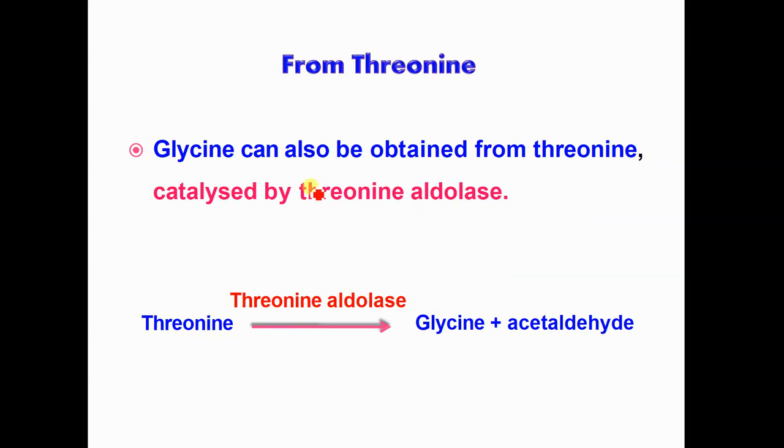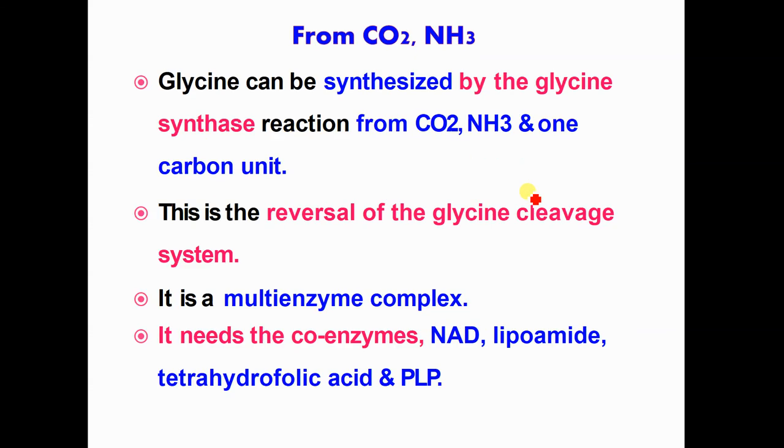And from threonine, glycine can also be synthesized. This reaction is catalyzed by threonine aldolase. It is an irreversible reaction, and during this process threonine forms glycine and acetaldehyde, but it is a major source from where glycine will be produced.